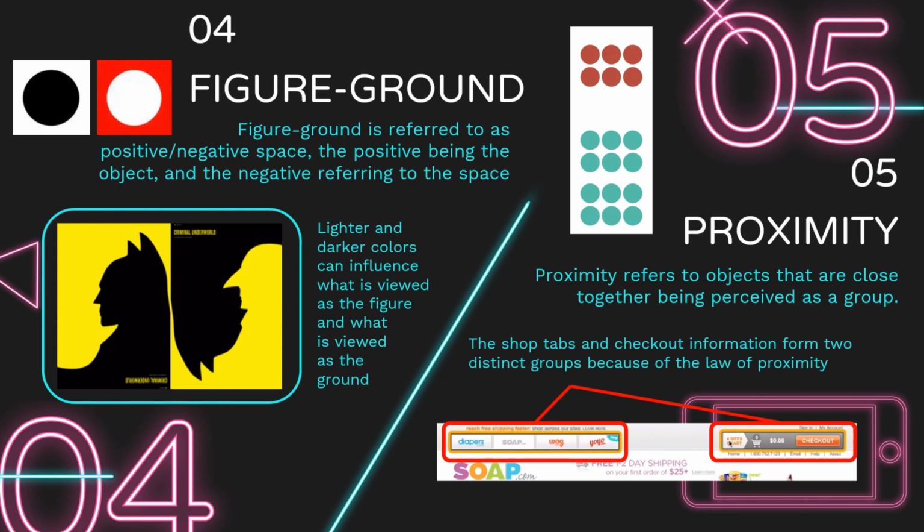Proximity. Proximity refers to objects that are close together being perceived as a group. For example, the shop tabs and checkout information form two distinct groups because of the law of proximity.